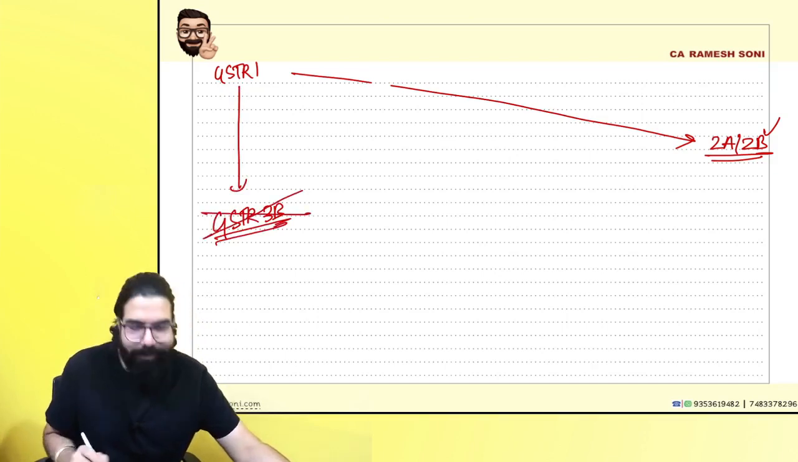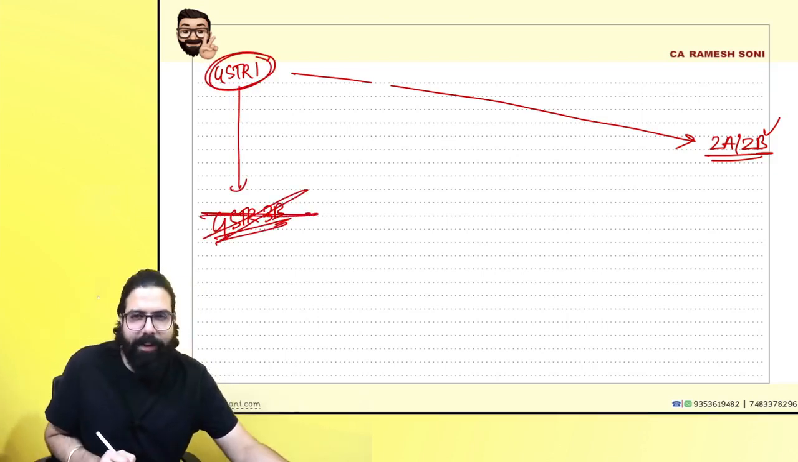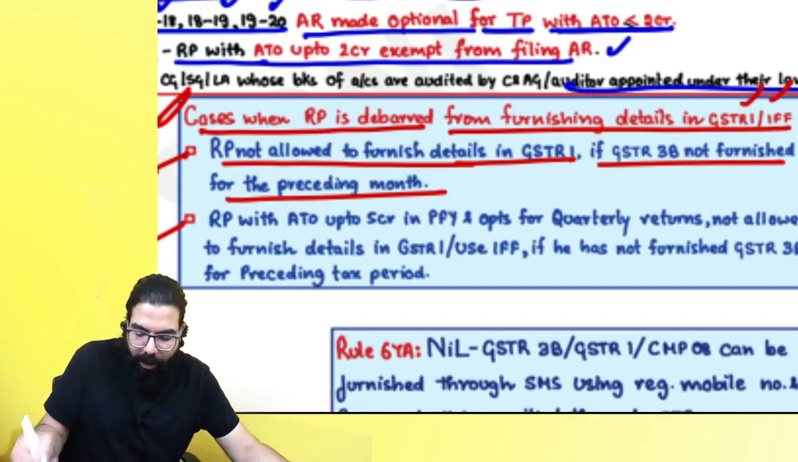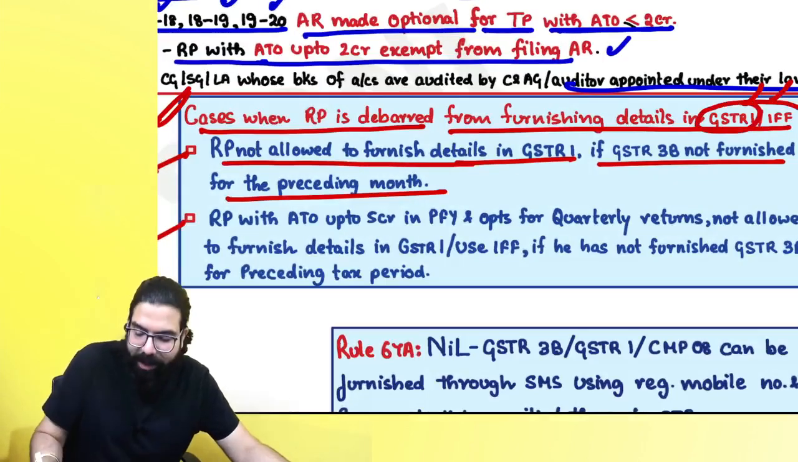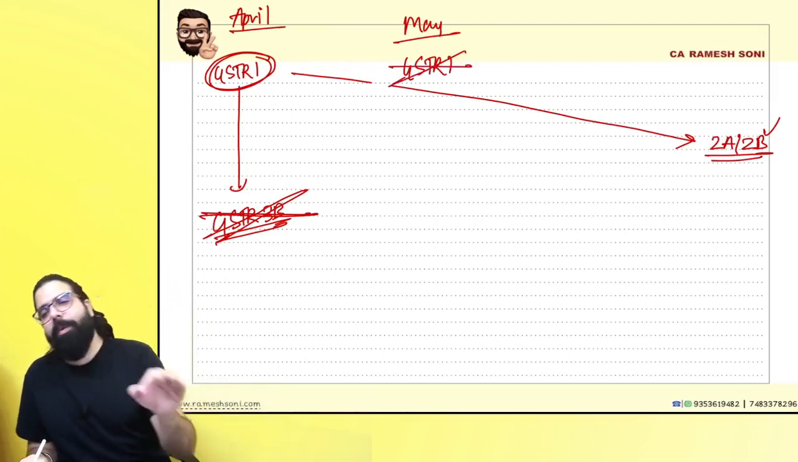I told, hey, who will go ahead and file GSTR 3B? GSTR 1 I filed, I will not file my GSTR 3B. Government is telling Ramesh, this is the month of April only. Now next month, May month you will come. No, May month we will not allow you to file GSTR 1, means May month ka GSTR 1 I will not be able to file. I hope everyone is clear.